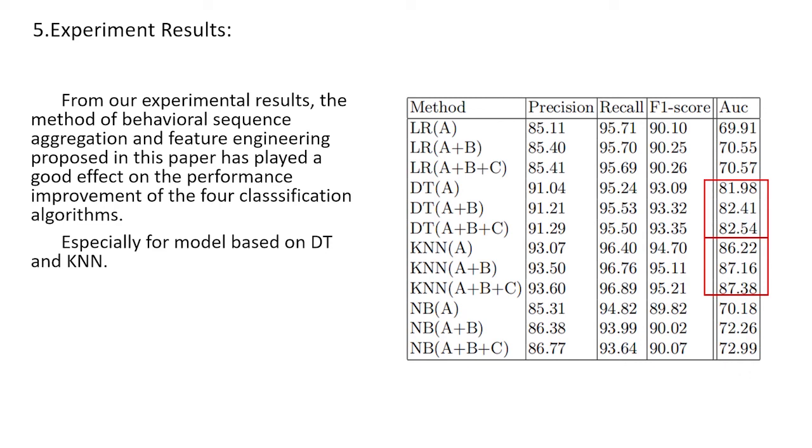Taking the experimental results of the decision tree model as an example, the AUC score is 81.98% when only the basic feature set A is used. When feature sets A and B are used, the AUC score is 82.41%. When all feature sets A, B, and C are used, the AUC score is 82.54%. Similarly, this trend of improvement appears on the other three models, which indicates that the advanced features that we extract can improve the performance of the model.